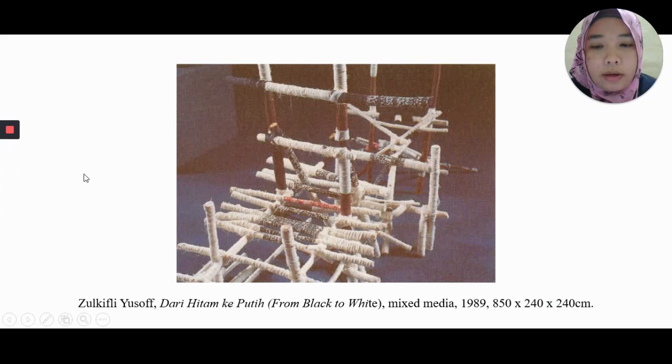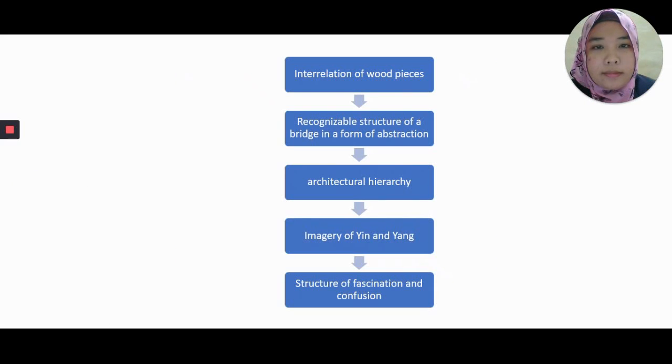Next, for the work of Dari Hitam ke Putih, the artwork shows the interrelation of wood pieces, which are tied together and partially wrapped in some sort of cloth. The full structure later created a recognizable sculpture of a bridge in a form of abstraction, unlike the structure of obvious imagery seen in his earlier work, Tanpa Tajuk, as discussed before, to become the main attraction and influence in his later installation works throughout the early 1990s until the late part of the decade.